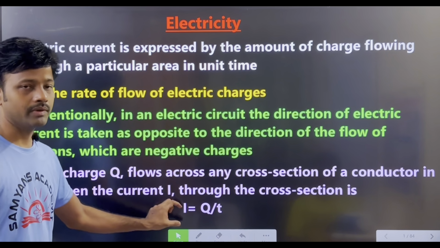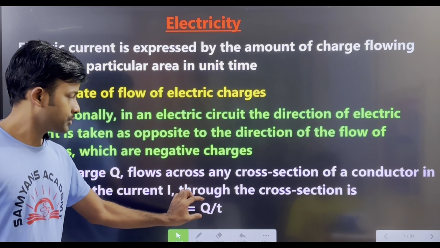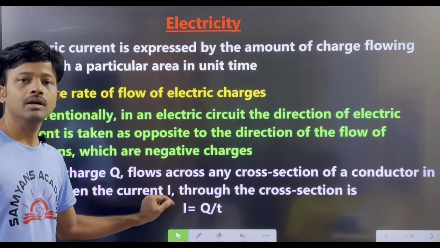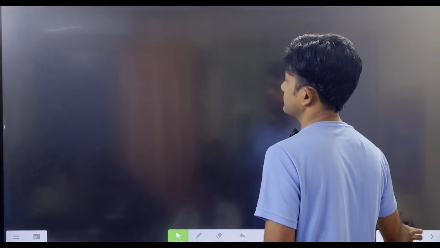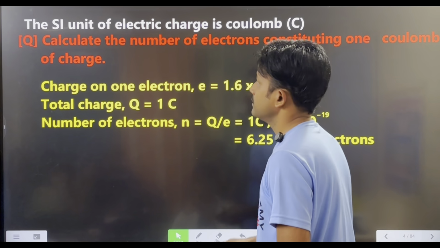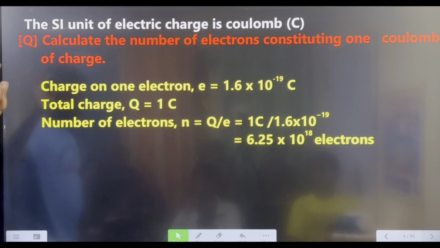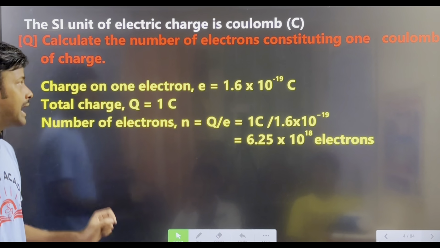So by using this formula, we can derive I equals Q by t, where Q is the charge flowing in the particular time t. This is said to be the current I. Is it clear, everyone? Move on to the next one. What is the SI unit of electric current? The SI unit of charge is coulomb, and the SI unit of current is ampere.